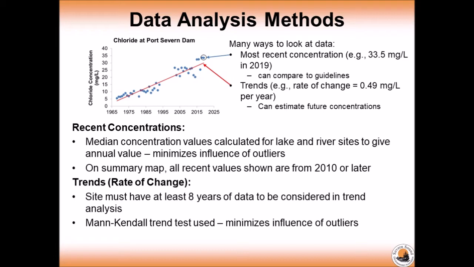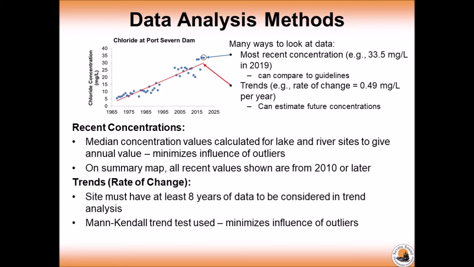So for this analysis, in terms of recent concentrations, we use the median concentration value, so the middle value, that was calculated for lakes and river sites to give us an annual value. This minimizes the influence of outliers. On the summary map that you'll see, all recent values shown are from 2010 or later. So we don't always have a really recent concentration, but everything will be at least 2010.